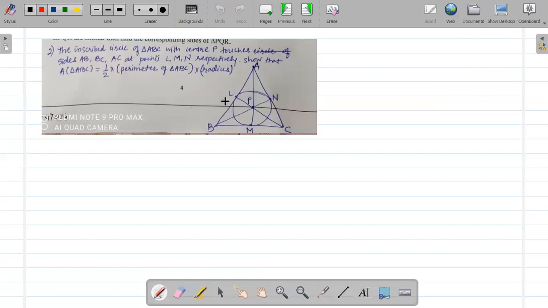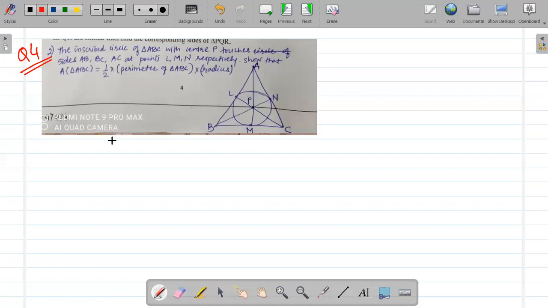So this question, question number 4, the second one, there was some error, some words missing. The actual question was something like this: the inscribed circle of triangle ABC with the center P touches the sides AB, AC, BC at the given points L, M, N. And we are asked to show that the area of triangle ABC is equal to half times the perimeter of this triangle ABC times the radius.